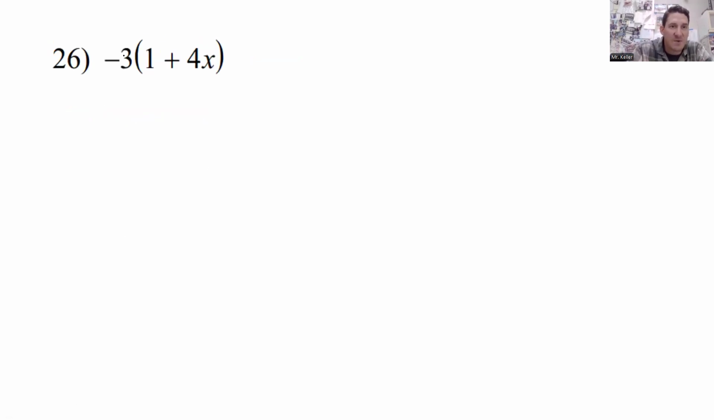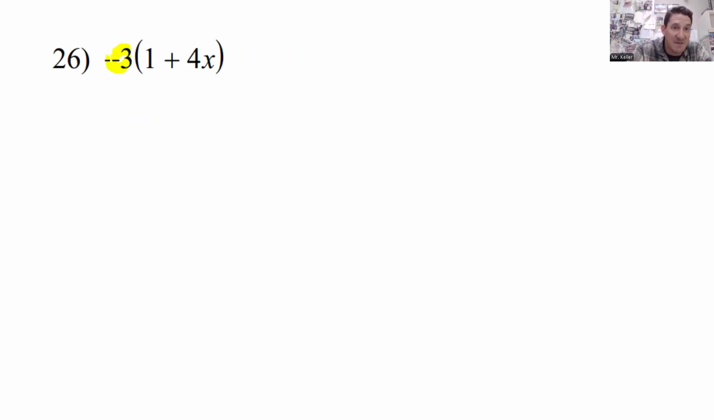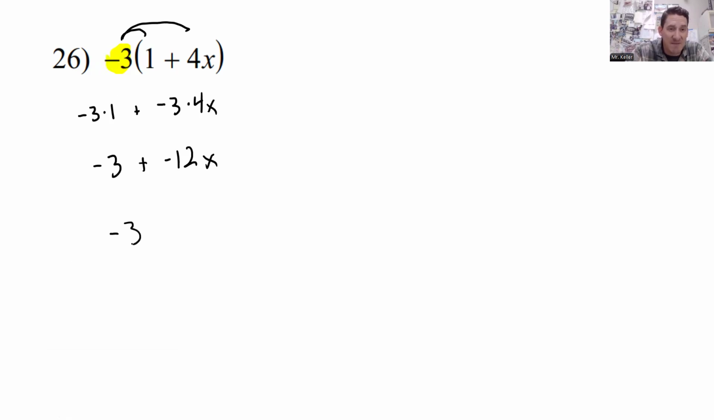So let's see another one of those. So negative 3. Be careful when you are distributing this because you have to distribute. This is a negative 3 we are distributing. So negative 3 times 1. Then it's going to be plus negative 3 times 4x. Negative 3 times 1 is negative 3. Negative 3 times 4x, negative 3 times 4 is negative 12x, and since you bring down the plus, since this is a negative 12, we can just have this as negative 3 minus 12x.